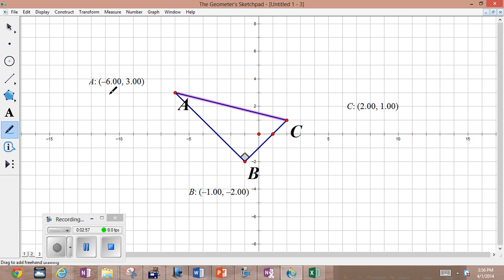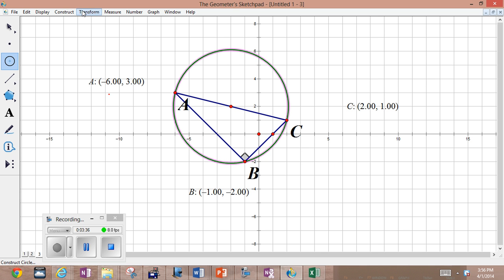If I were checking this without the sketch, I would say that it looks like AB and BC are perpendicular, so I would check their slopes. The nice thing here is that once we know it's a right triangle, all we have to do is find the center of the circle, which is the midpoint of the hypotenuse. So here's my hypotenuse AC. Find its midpoint, and that midpoint is the center of the circle that circumscribes it.